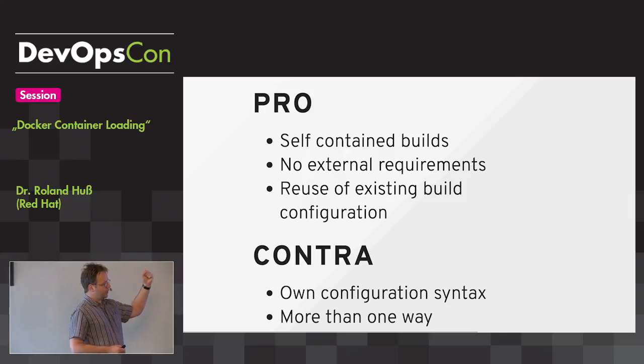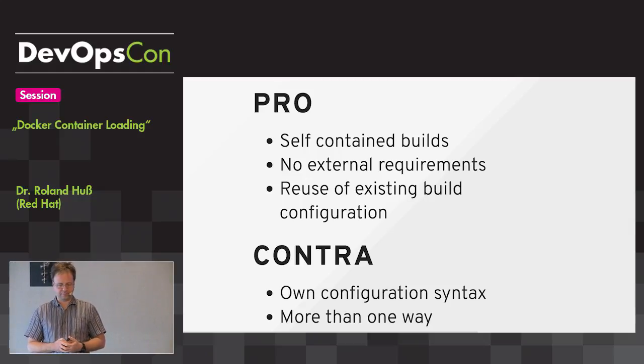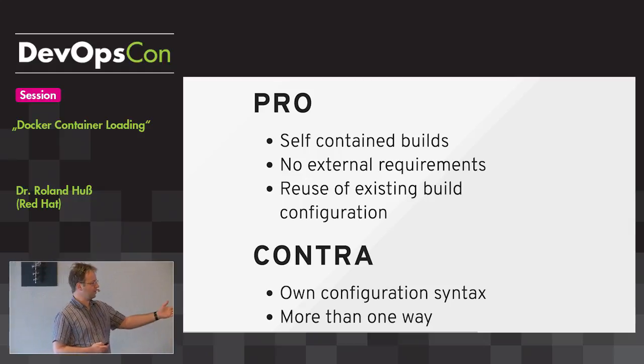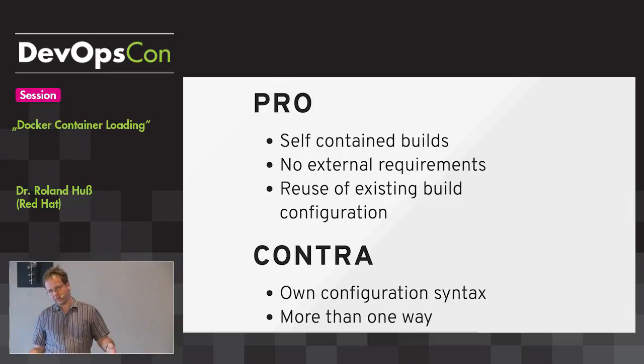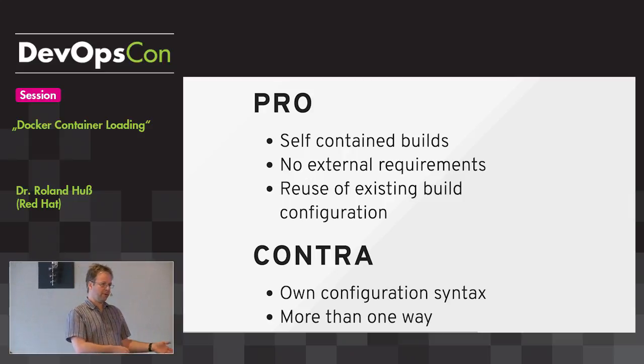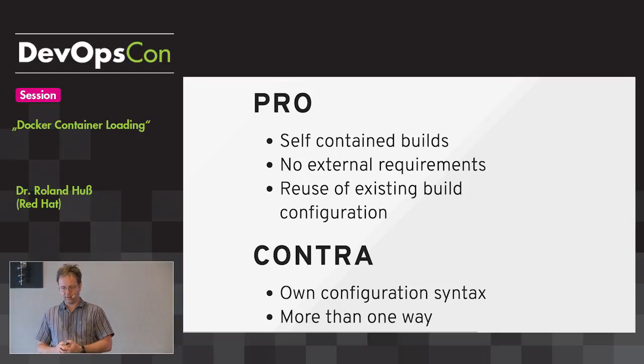And you can reuse existing build configuration. The best example is the Fabric8 Maven plugin, which is quite aggressive in trying to find things within it. Of course, a problem is that it has, again, a new configuration syntax. So, okay, you can use Dockerfiles, but to take full benefit of everything, you should learn a new configuration syntax. And of course, there is more than one way. There are more plugins you can use to do this.